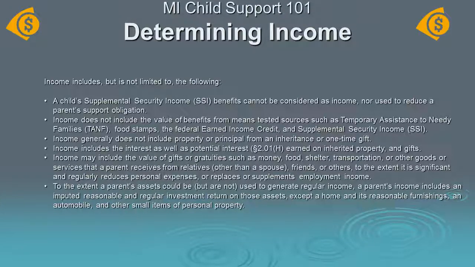Income used to calculate child support continued. A child's SSI, supplemental security income benefit, is not used as income. The value of public assistance is not used as income. Other incomes used: the value of gifts such as money, food, shelter, transportation.